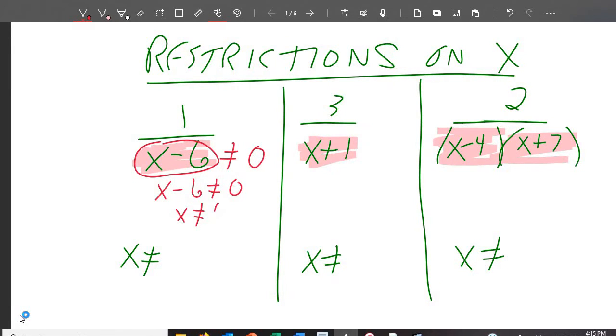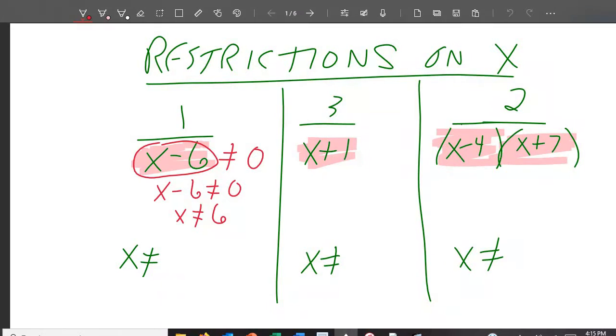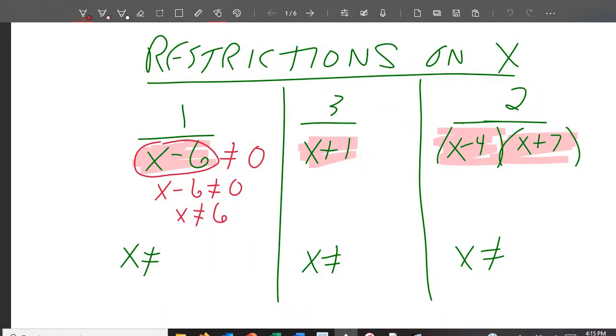Move the 6 over just like normal, and we will get 6. That tells me my restriction on x is 6. I cannot have 6 as one of my answers to my equation.